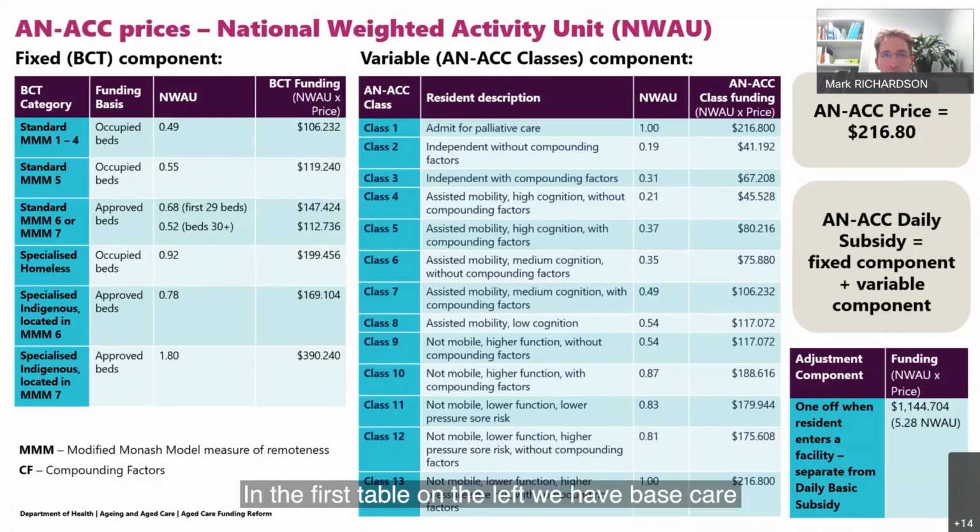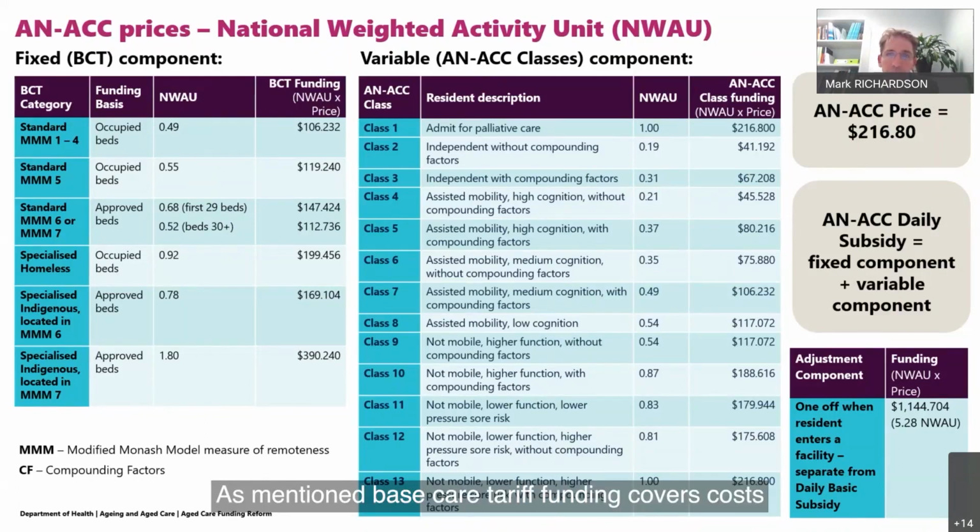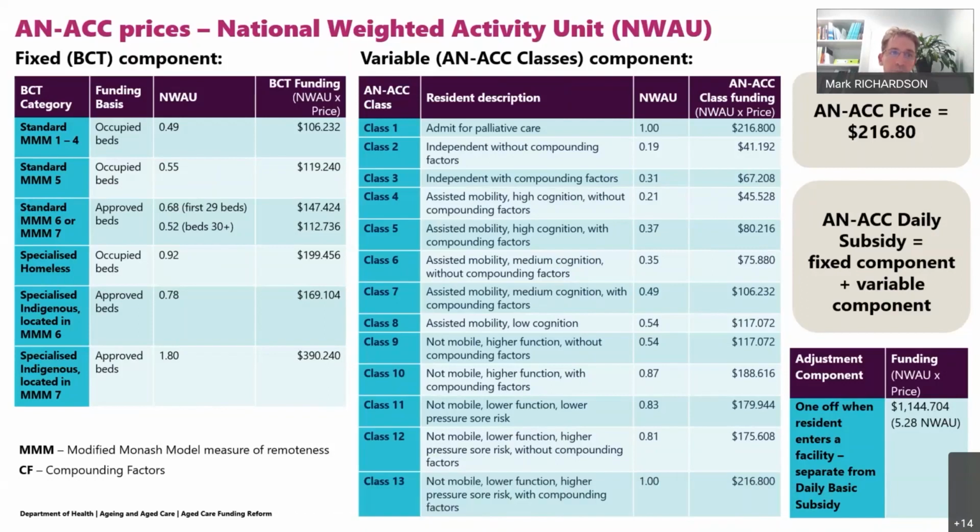In the first table on the left, we have base care tariff funding. As mentioned, base care tariff funding covers costs that are considered fixed and do not change significantly with changes in individual resident care needs or with small changes in occupancy. For example, the costs of providing general oversight of residents eating in common areas are determined by the overall needs of the facility and the number of residents rather than the needs of any specific resident.